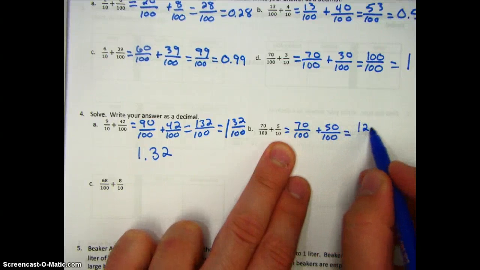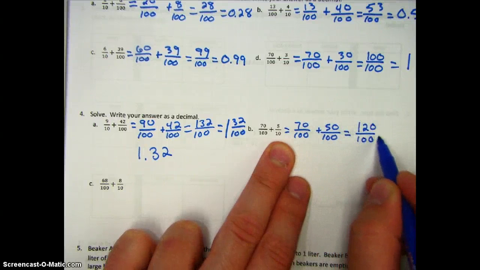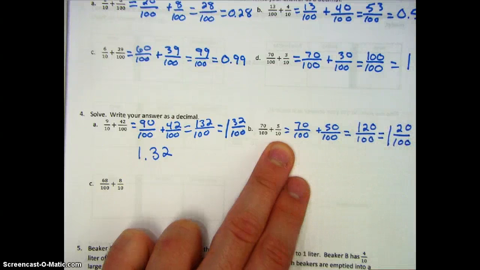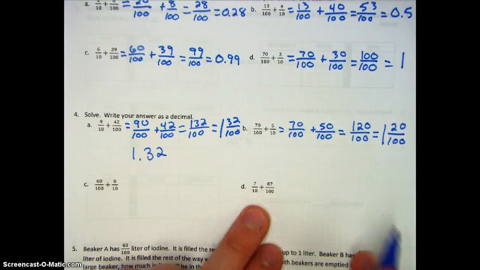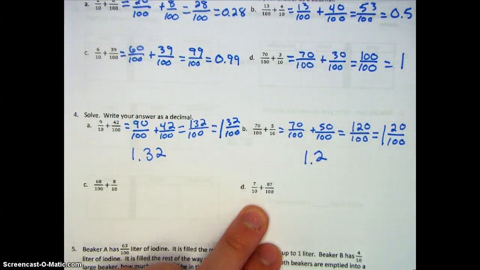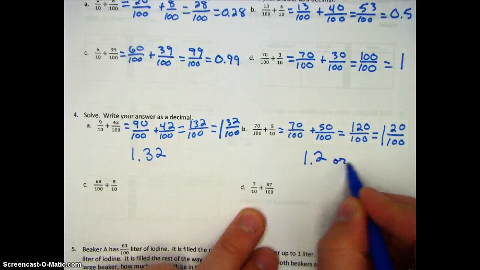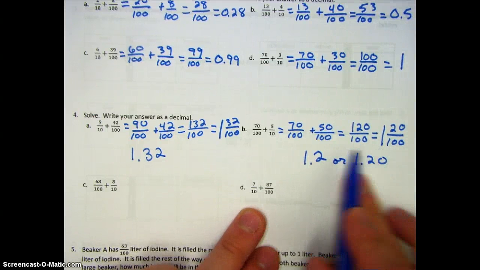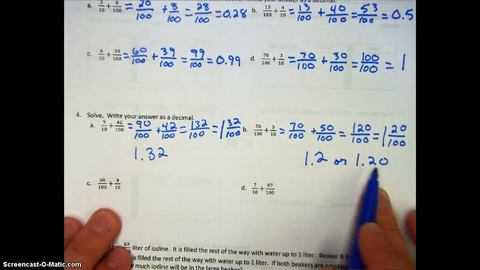So add that up, we get 120 hundredths, which equals 1 and 20 hundredths as a mixed number. And then switching it over to a decimal would look like that. Or like this. You could have 1 and 20 hundredths or 1 and 2 tenths. Remember that they are equivalent.